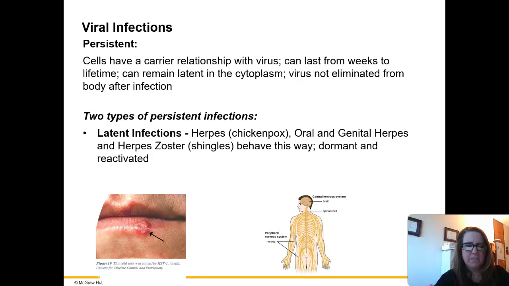All right, so persistent viral infection. So essentially, a persistent viral infection is when a virus continues to hang out within its host. So your cells have what they call a carrier relationship with the virus, and you can essentially carry that virus from a few weeks to your entire lifetime. Depending on the virus, it's going to remain latent or dormant somewhere in the body. It's often hanging out in the cytoplasm of a cell.